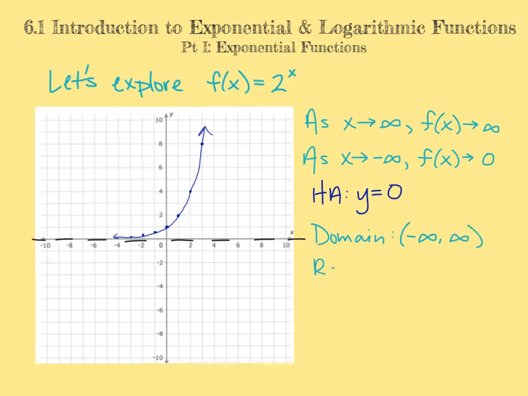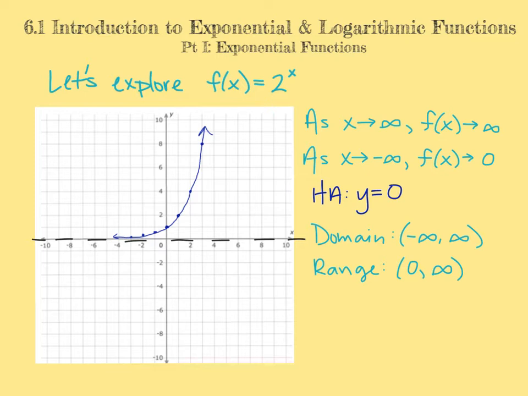And then our range, what comes out, we saw that no matter what we plugged in for x, positive, 0, or negative, we always got a certain type of y value out, and that was positive. So we're never going to hit 0. And we're always going to be positive. So our range is open 0 to infinity.